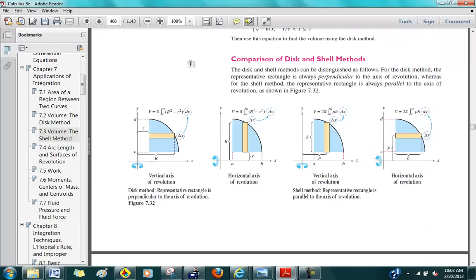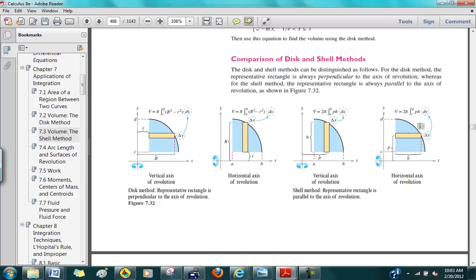So here's a comparison of the disk and shell methods. Just to review quickly, the first two diagrams here are your disk method. Here is the y-axis, so your rectangle is going to be horizontal. Here your axis of revolution is the x-axis, so your rectangle is going to be vertical. And here's your shell method. Axis of revolution is the y-axis, rectangle is parallel to the y-axis, and here axis of revolution is the x-axis, rectangle is parallel to the x-axis.